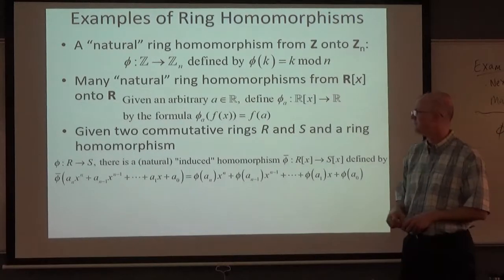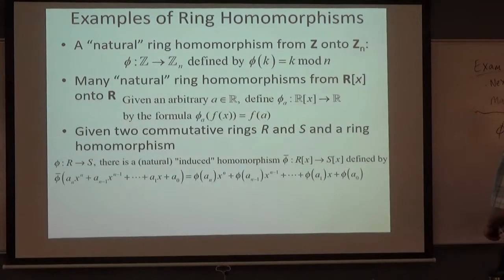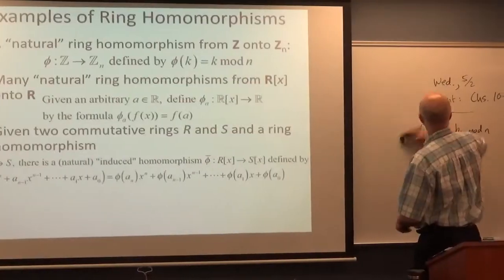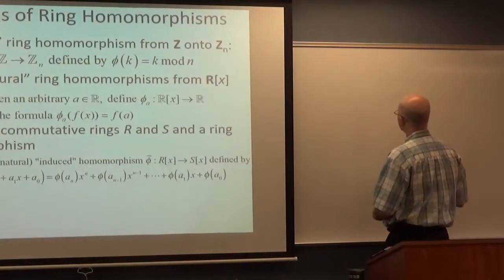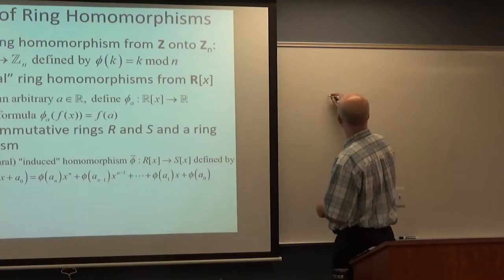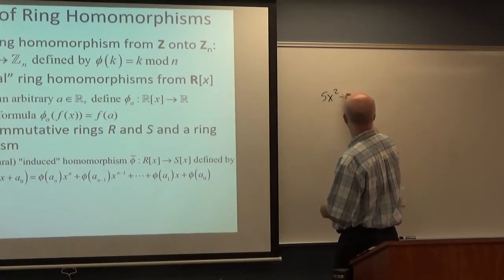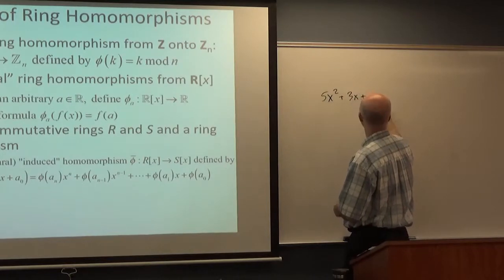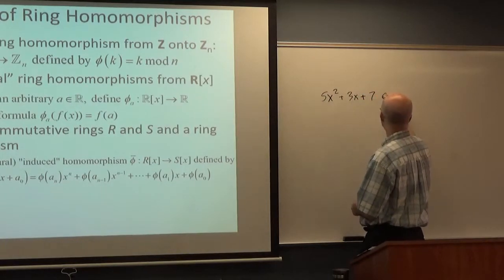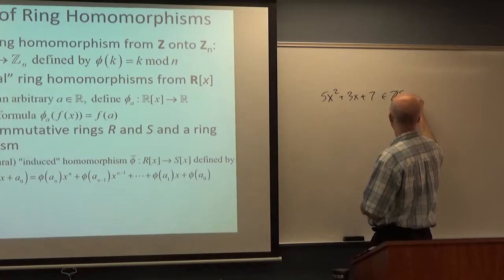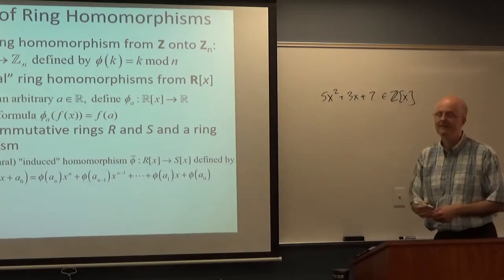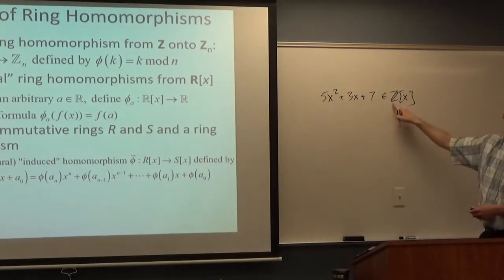And yeah, for example, you've got a polynomial 5x squared plus 3x plus 7 in Z[x]. Z, of course, is an integral domain, but not a field. That's okay, it is a ring.